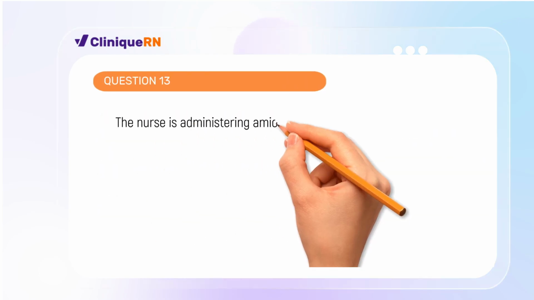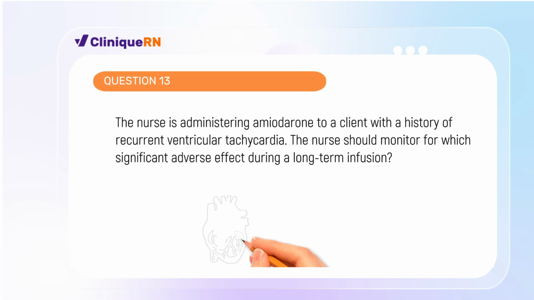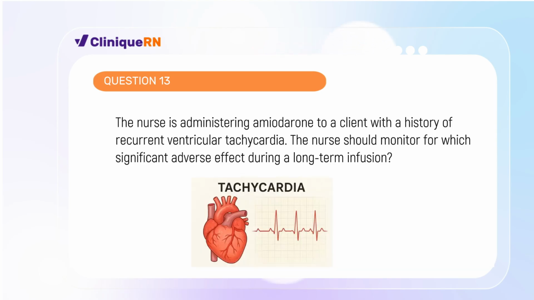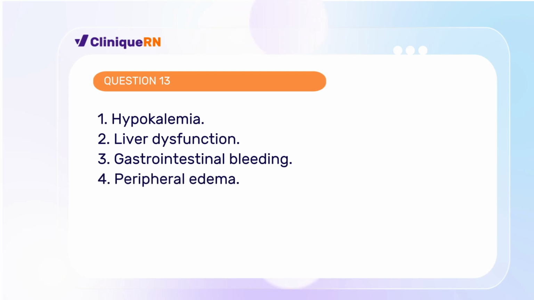Question 13. The nurse is administering Amiodarone to a client with a history of recurrent ventricular tachycardia. The nurse should monitor for which significant adverse effect during a long-term infusion? 1. Hypokalemia. 2. Liver dysfunction. 3. Gastrointestinal bleeding. 4. Peripheral edema.